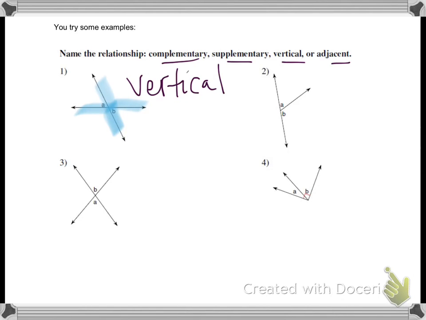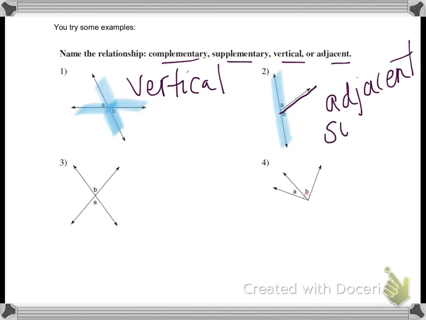Number 2, we have a straight line and a ray that comes off of the line here. So these angles are beside each other, so they are adjacent. But they are also supplementary because the two of these angles together add up to 180 degrees because they are on this line together. And remember, a straight angle measures 180 degrees.